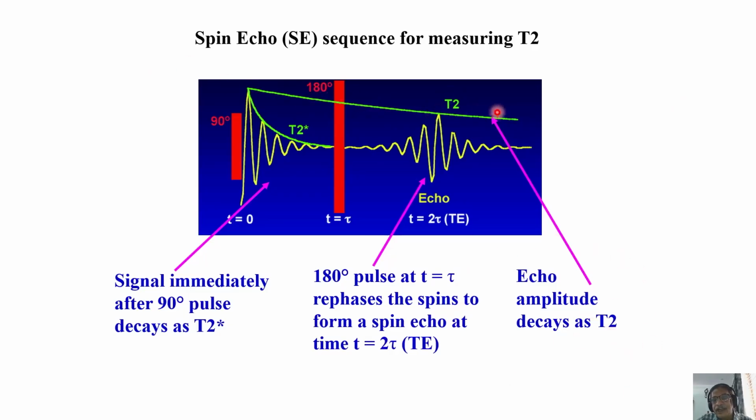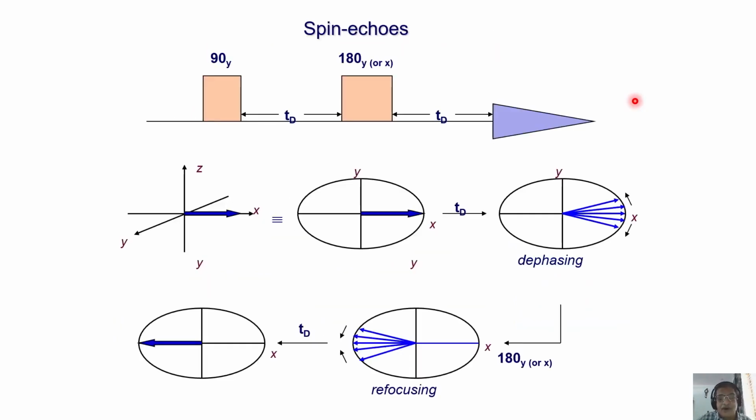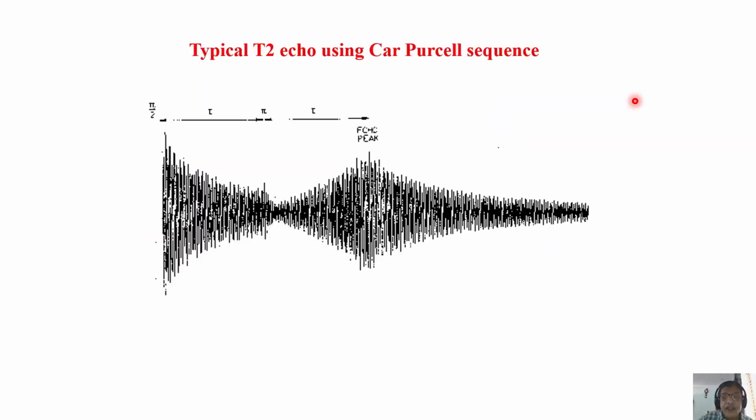Because this echo amplitude decays as a function of T2. You understand how you can measure T2? Simply remember, the spin echo sequence is what is used. It is called the Carr-Purcell spin echo. The improved version of that can have multiple echoes. Of course, this is what we discussed about spin echo, how it differs, everything earlier. So, okay, this is a Carr-Purcell echo.